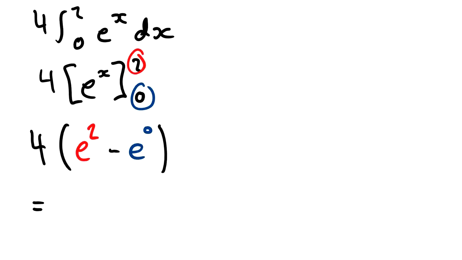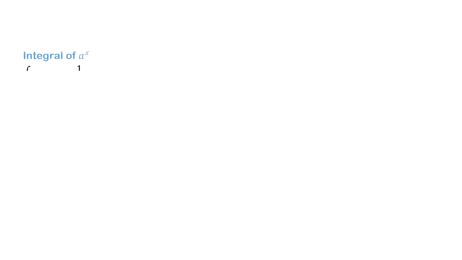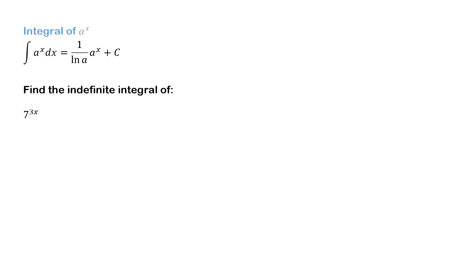Once you've done that, we can simplify it down, so we get 4 e to the power of 2. Now remember, anything to the power of 0 is 1, so that becomes 1, and there you go, we've just found our area. If we look at our next one here, we have the integral of a to the power of x.